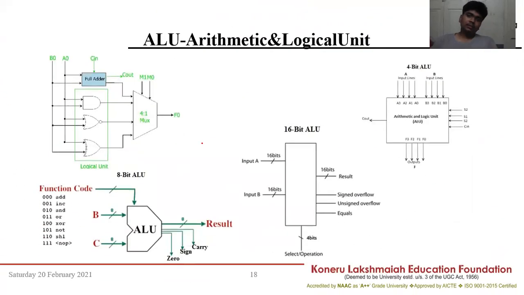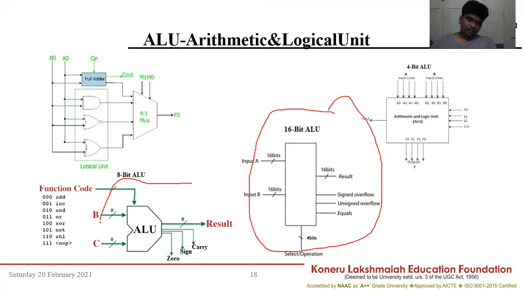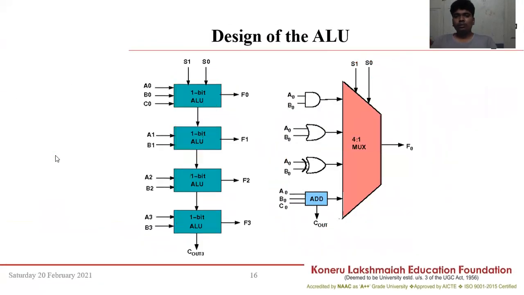So these are some of the arithmetic and logical units. This is an 8-bit ALU. It is performing 4 operations, and it is giving one output, and this is the function code, and there are also 16-bit ALU and 4-bit ALU. In this way, the whole ALU process works. So that is about the arithmetic and logical unit. If we remember this diagram and this diagram, these 2 diagrams will play a crucial role in remembering this whole thing. So this is overall about the ALU.